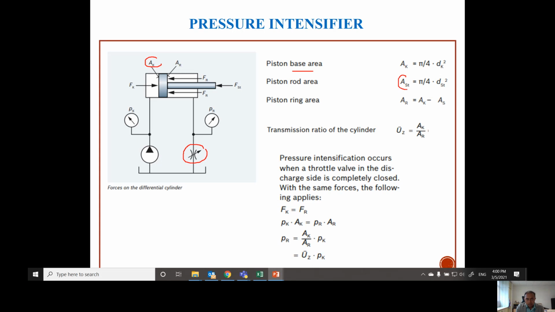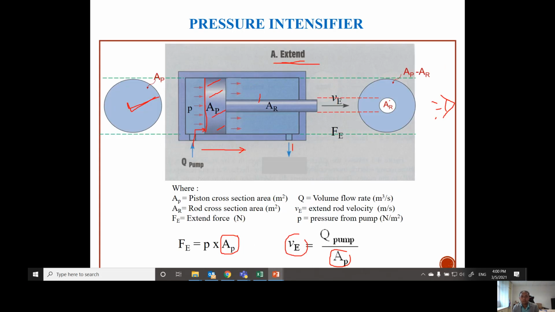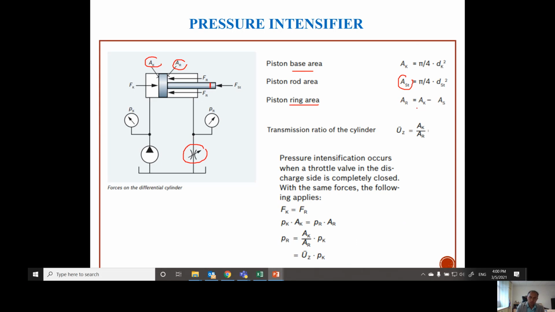AST. It's not here, but it's here. AST. And then the piston ring area is AR, which is AK minus AS. This one. The ring. I hope you can see this ring. When you minus the piston area with the rod area, then you have this ring area. Okay, this one. All right.